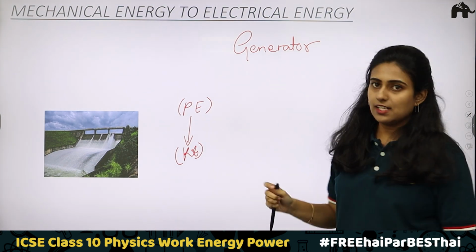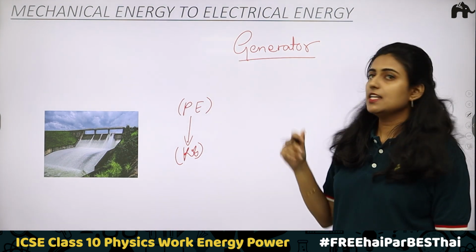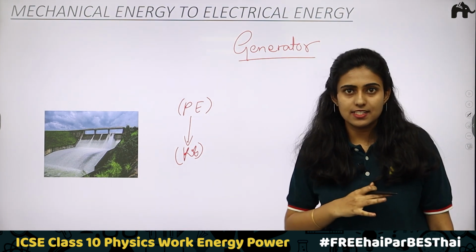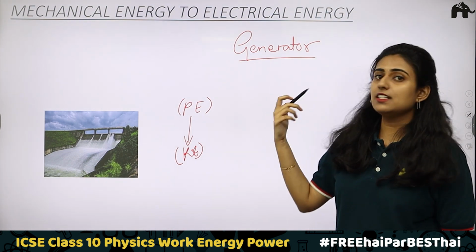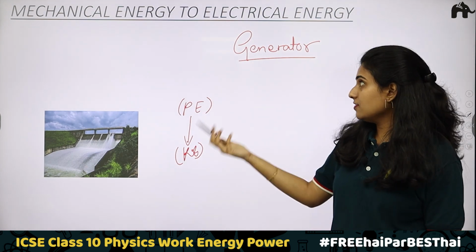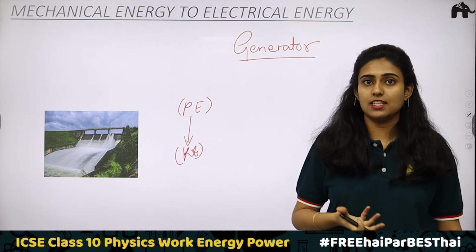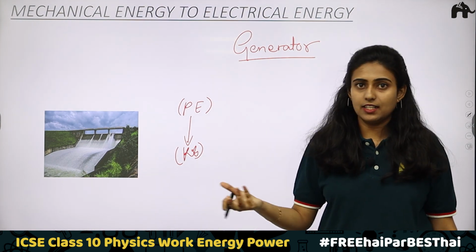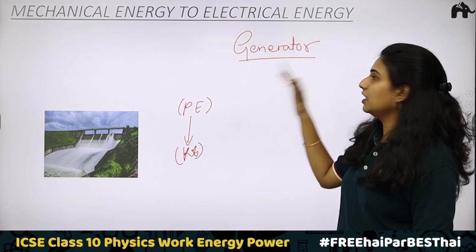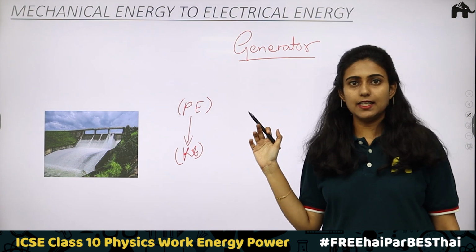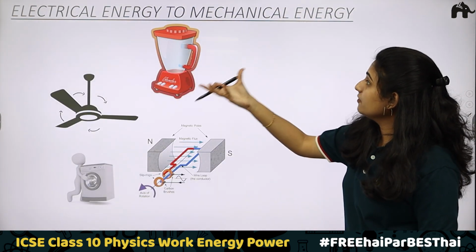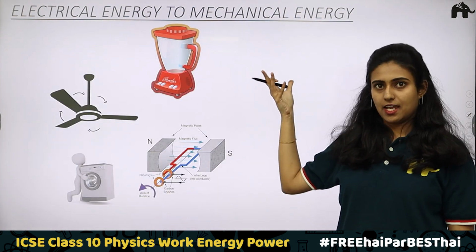Why do we use a generator? Where do we use a generator? A generator is used when you need electricity, right? So when the turbines rotate, in the case of generators, the armature coil rotates. During rotation, there is mechanical energy. This mechanical energy gets converted into electrical energy. Clear? Next is just the opposite, that is conversion of electrical energy into mechanical energy.